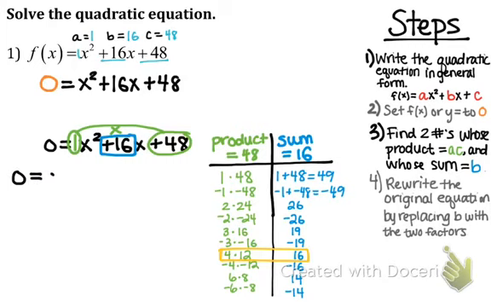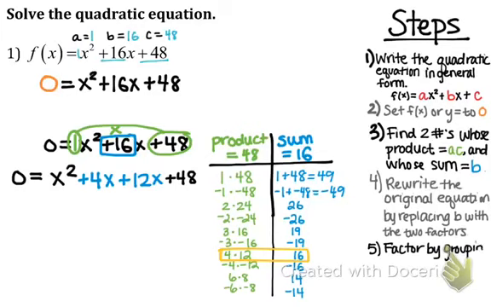So, we start with our 0 equals x squared. That's the beginning of our original equation. Now we're going to completely replace this plus 16x with my two numbers that I got from my list down here. So we have plus 4x, plus 12x, and then finally the last term in our quadratic, which is plus 48. Now we have a quadratic equation with four terms, which we are going to solve by factoring by grouping.